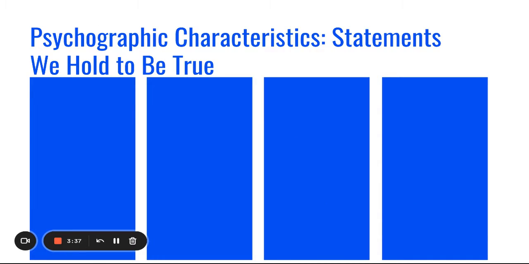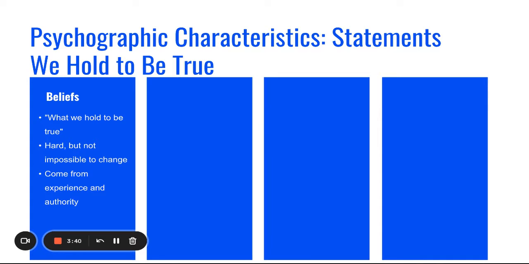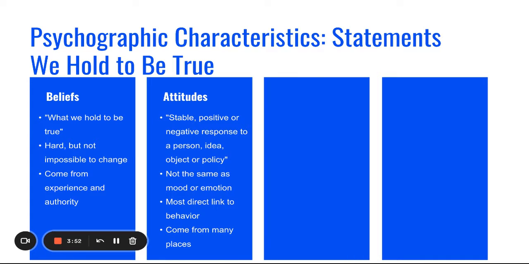So, psychographic characteristics. Statements we hold to be true: we know that there are beliefs, what we hold to be true. It's hard but not impossible to change someone's beliefs. And typically, our beliefs come from experience and authority. Attitudes. Attitudes are stable, whether positive or negative, responses to a person, idea, object, or policy. They're not the same as mood or emotion. They are most directly linked to behavior, and they come from many different places. So we develop our attitudes about something based on a variety of reasons.